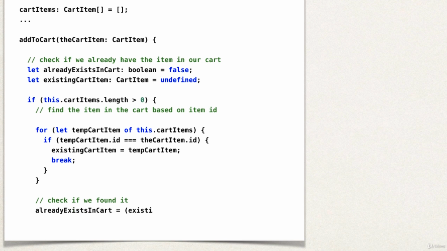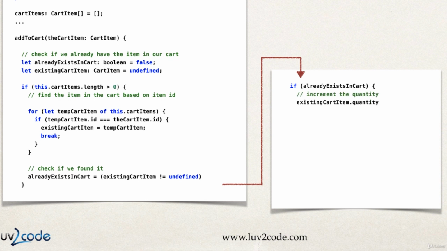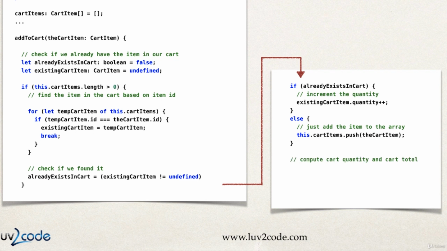Then we check to see if we found it. So we check to see if the existing cart item is not equal to undefined. If so, we assign it true or false. And we'll use this flag in some of the code coming up. And here is the next segment of code. If it already exists in cart, we simply increment the quantity. Else, we simply add the item to the array. So we say this.cartItems.push the cart item. That adds it to the array. And then finally here we compute the cart quantity and the cart total. So we call this method this.computeCartTotals. And we'll actually write the code for this one on the next slide.